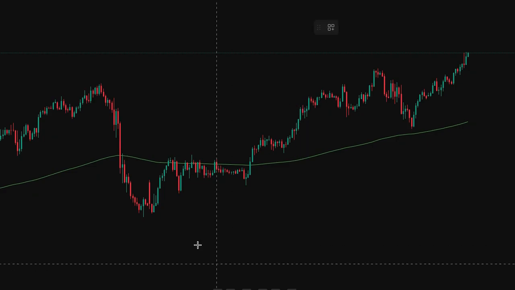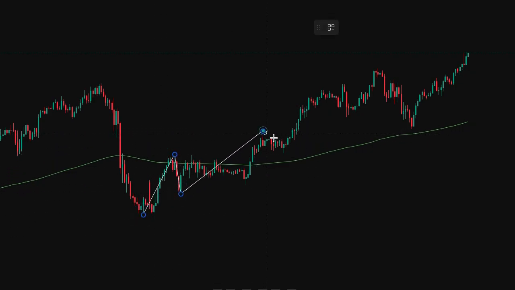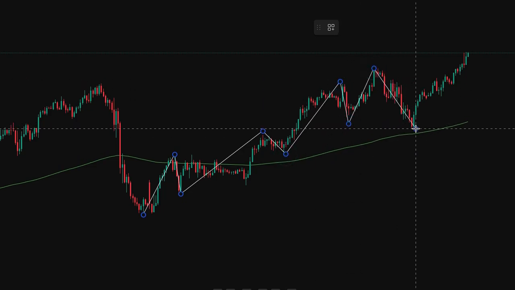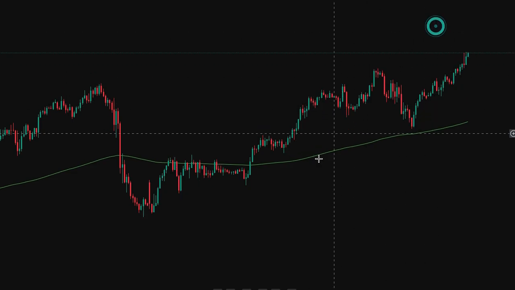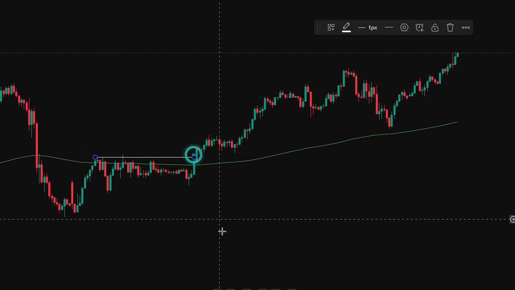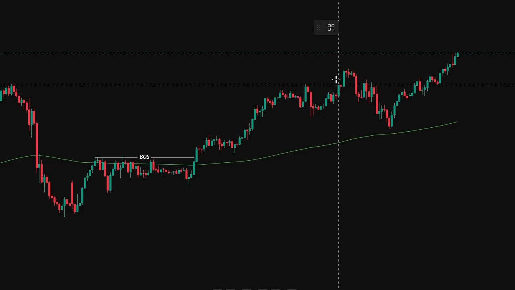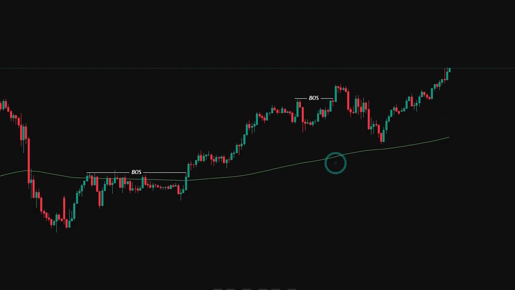Now if we mark the higher high, higher low, higher high, higher low, higher high, higher low, the market is definitely making higher highs and higher lows here. So the market is completely in a bullish setup. You can start the structure marking from this level. First of all, this is the change of character, and then you can mark this as a break of structure, and there is another break of structure.